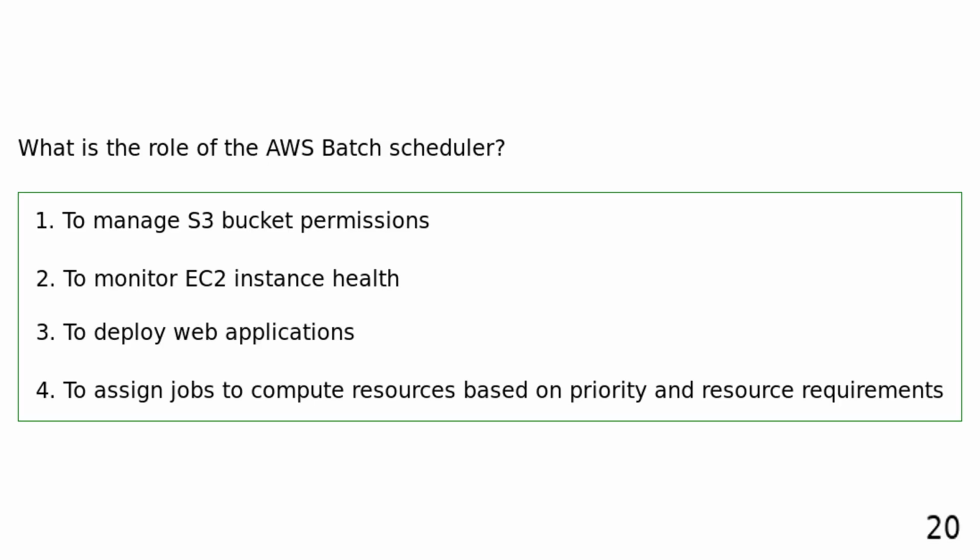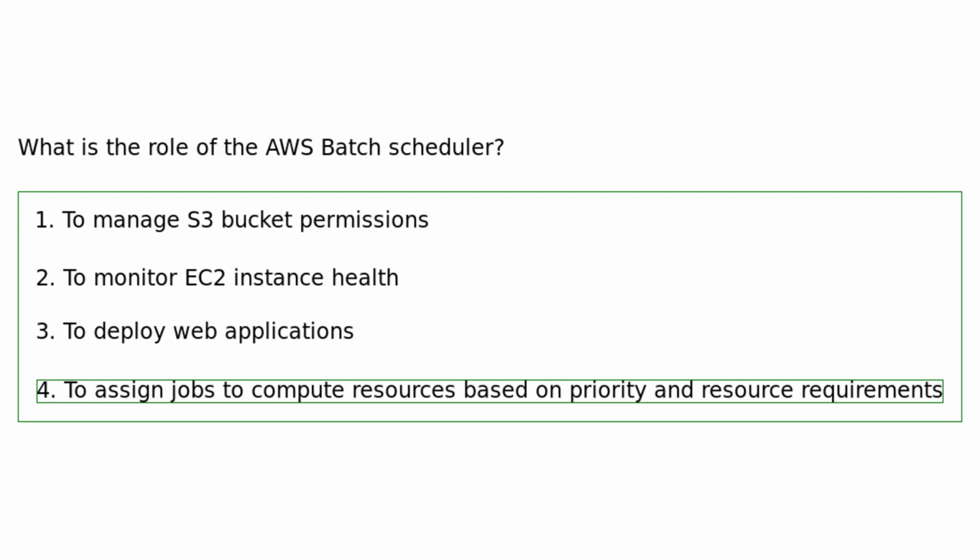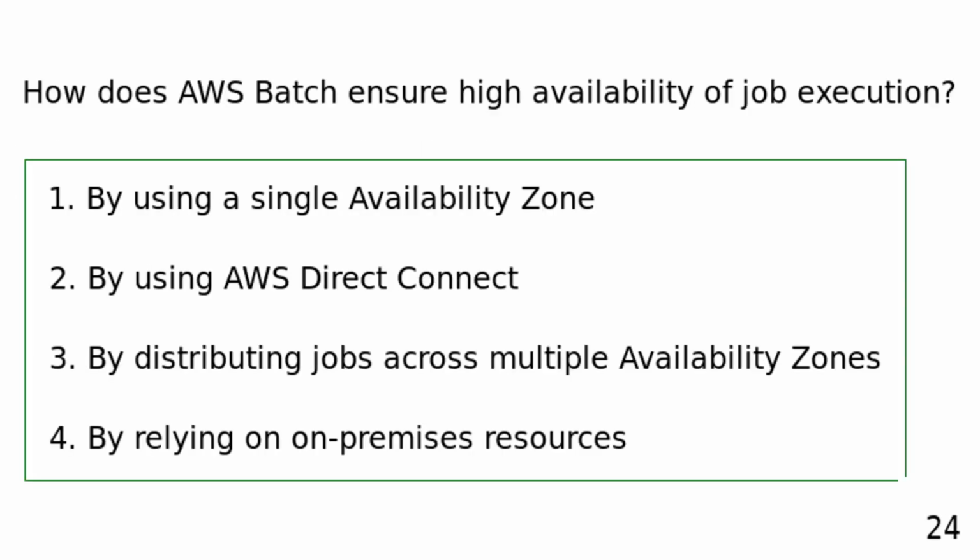To manage S3 bucket permissions. To monitor EC2 instance health. To deploy web applications. To assign jobs to compute resources based on priority and resource requirements. The AWS Batch scheduler is responsible for assigning jobs to compute resources based on the job's priority, dependencies, and resource requirements. How does AWS Batch ensure high availability of job execution?